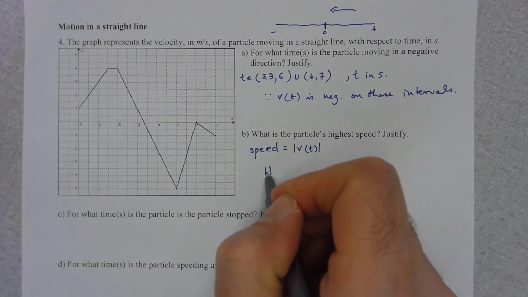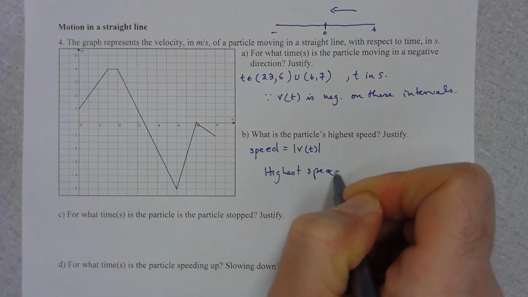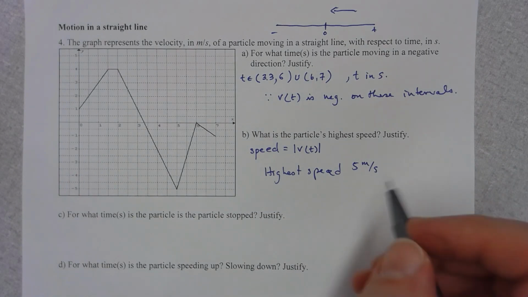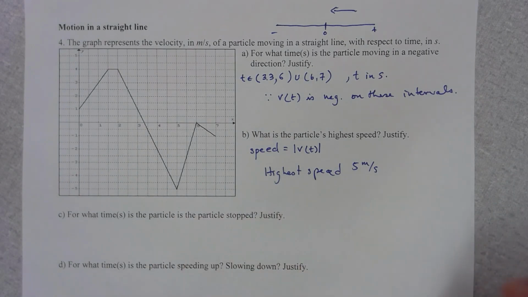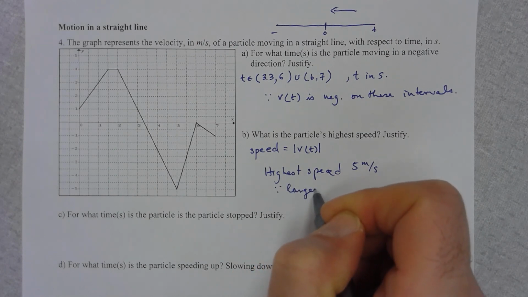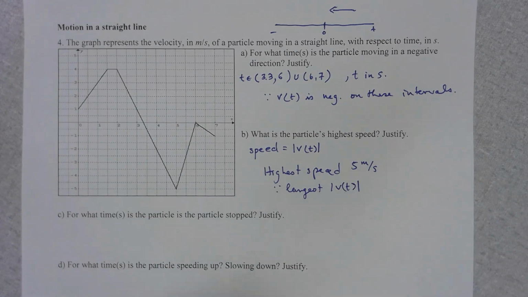So the highest speed is going to be 5 meters per second. And why? Because that's where the absolute value is maximized, since it's the largest value of the absolute value of the velocity.